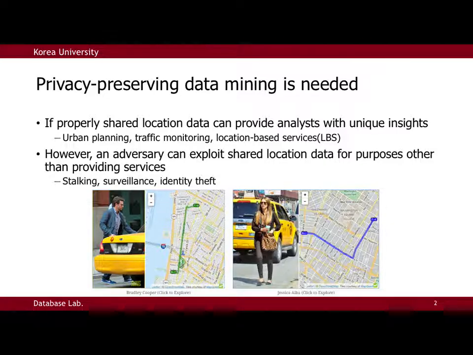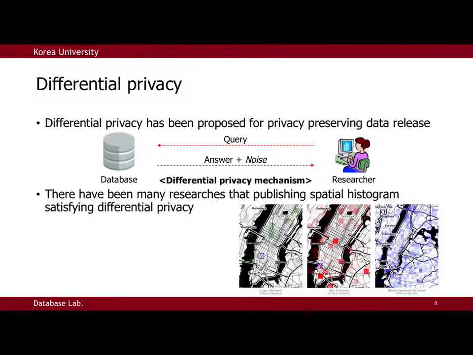To protect against this situation, the differential privacy model was proposed. This model provides a mathematical privacy guarantee. The mechanism can be summarized like this. There is a database, and the researcher can be an adversary. This model takes some query and answers with a noisy answer.